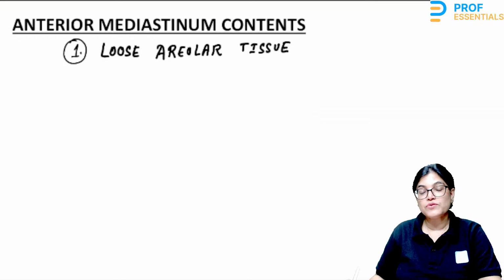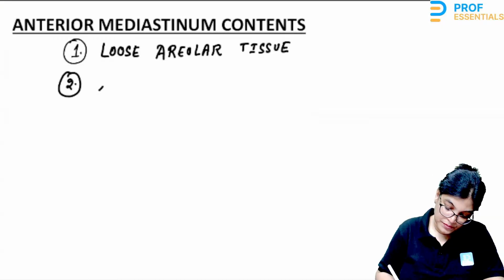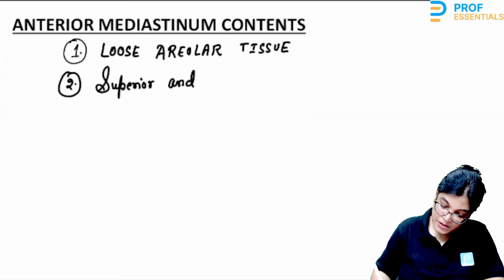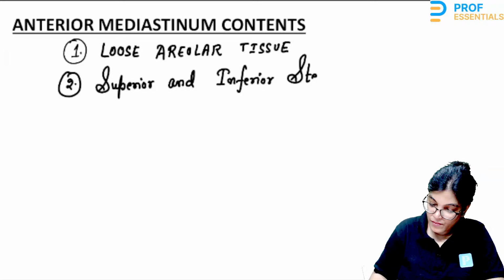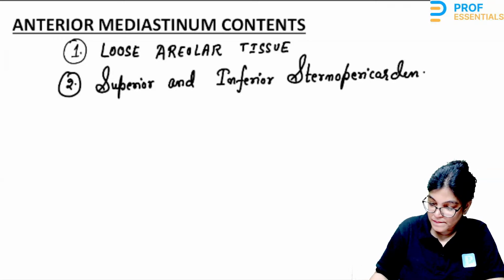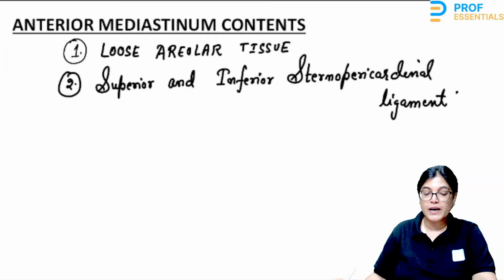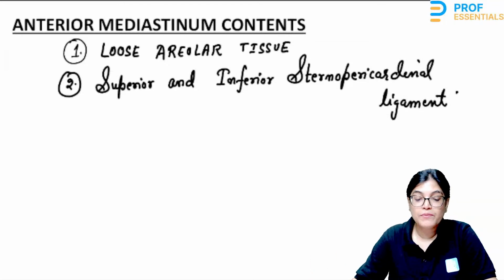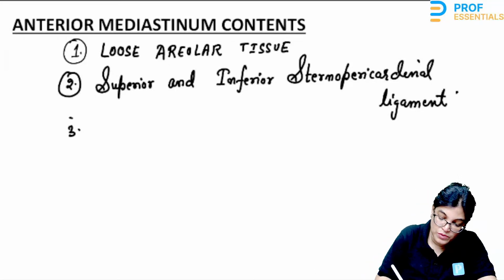We will also have the superior and inferior sternopericardial ligament. The superior and inferior sternopericardial ligament means this ligament is stretching between the sternum anteriorly and the pericardium posteriorly. We will also have a few lymph nodes.